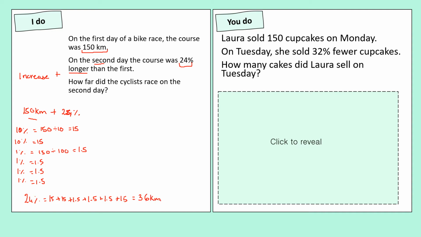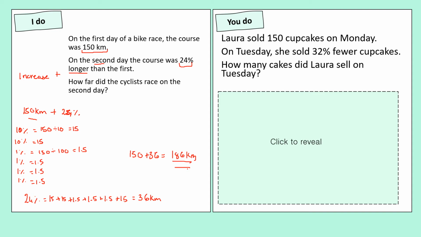So once we add these all together, we get an answer of 36 kilometers. Now, that's not the final answer. We have to find out the total of how far the cyclist raced on the second day. So we know that it was 150 plus the 24%, so plus 36, and that would give us a value of 186 kilometers. So that would be your final answer. So pause this video and have a go at this question.